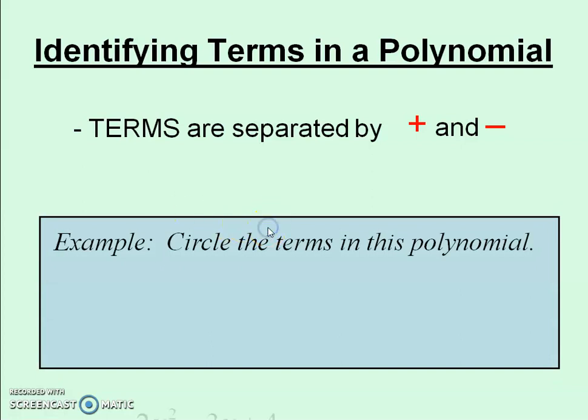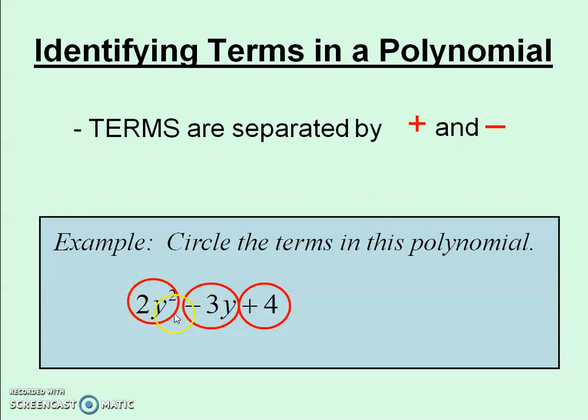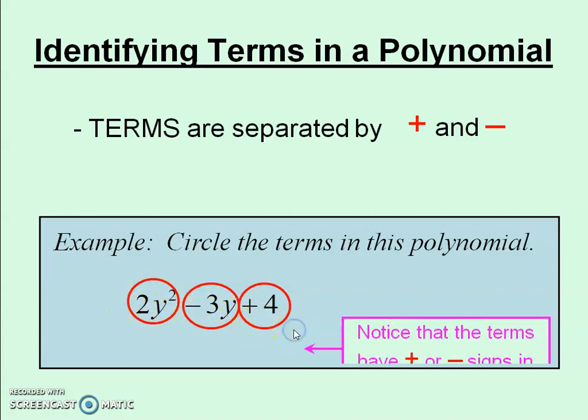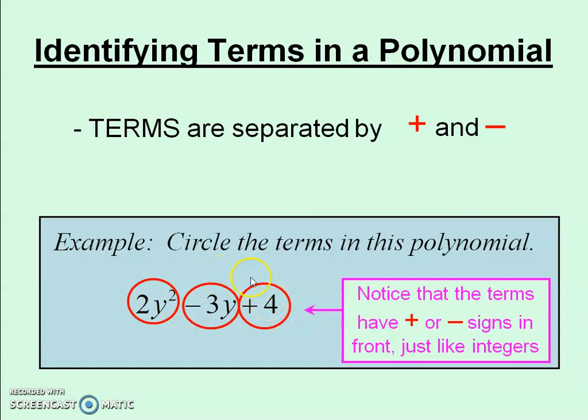So for instance, in this polynomial here, these are individual terms. That's one of them. This is one of them. So we say separated by, but in fact the sign is a part of the term. And this is the last one. So the terms here are 2y squared, negative 3y, and positive 4. So we notice that even though the minus and the plus are included when we circle the term, it's the pluses and minuses that signal to us that there is going to be more than one.